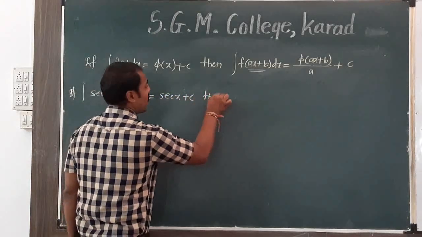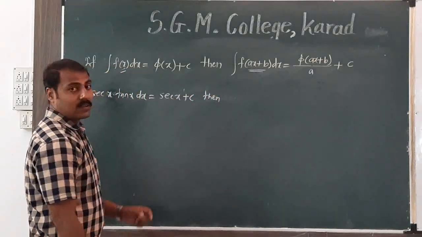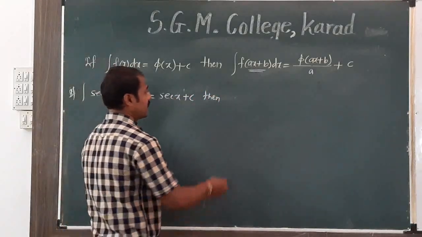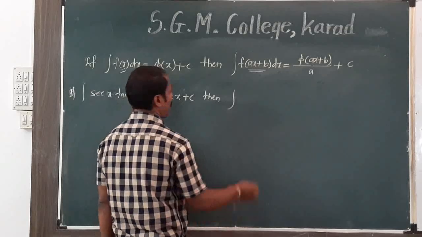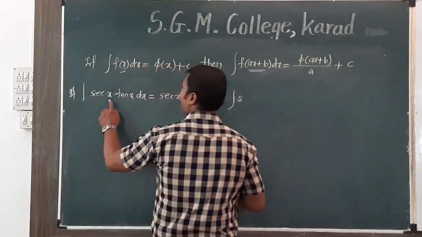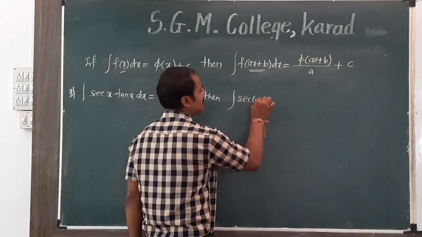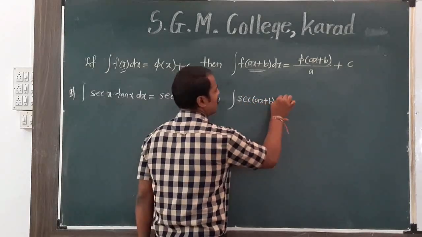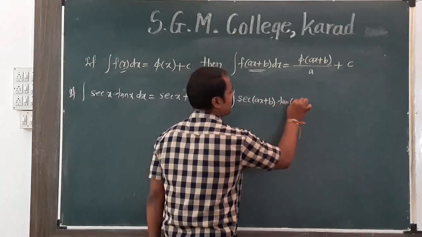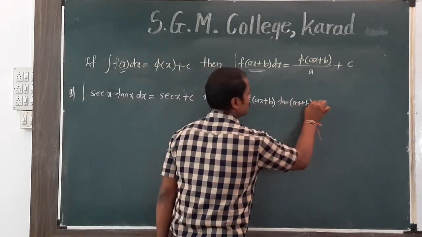Then from the above corollary, the new formula, replace x by ax plus b. For sec of ax plus b into tan of ax plus b, what is it?